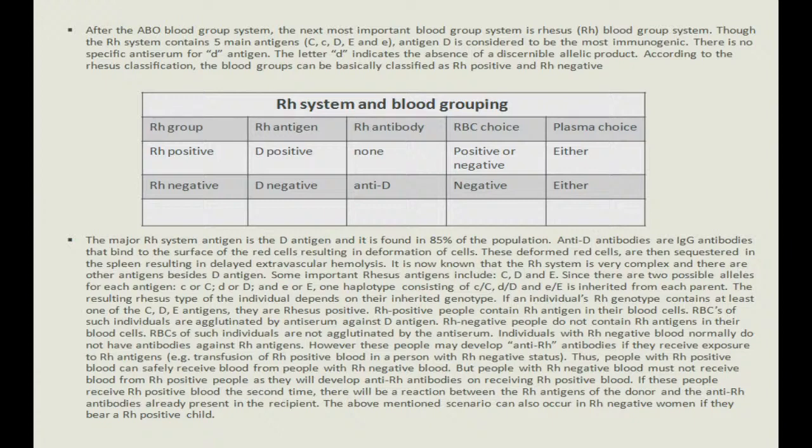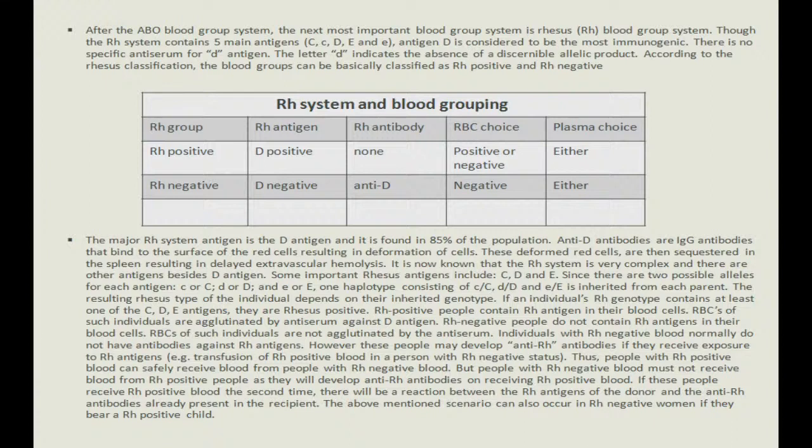Though the rhesus system contains 5 main antigens, which are presented here, antigen D is considered to be the most immunogenic. There is no specific antiserum for D antigen. The small letter d indicates the absence of a discernible allelic product. According to the rhesus classification, the blood group can be basically classified as rhesus positive and rhesus negative.